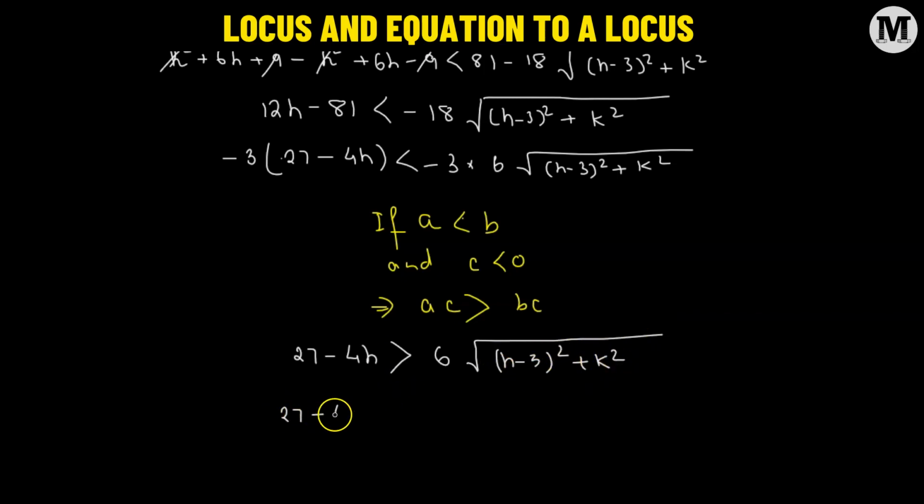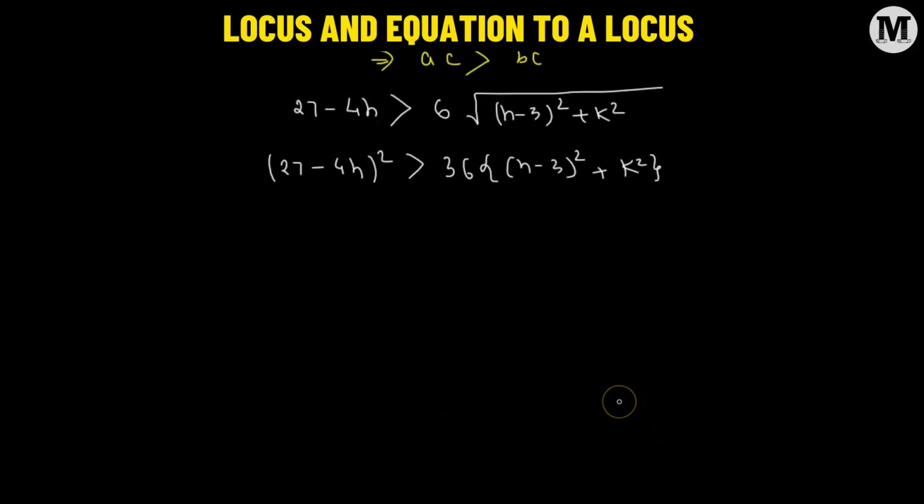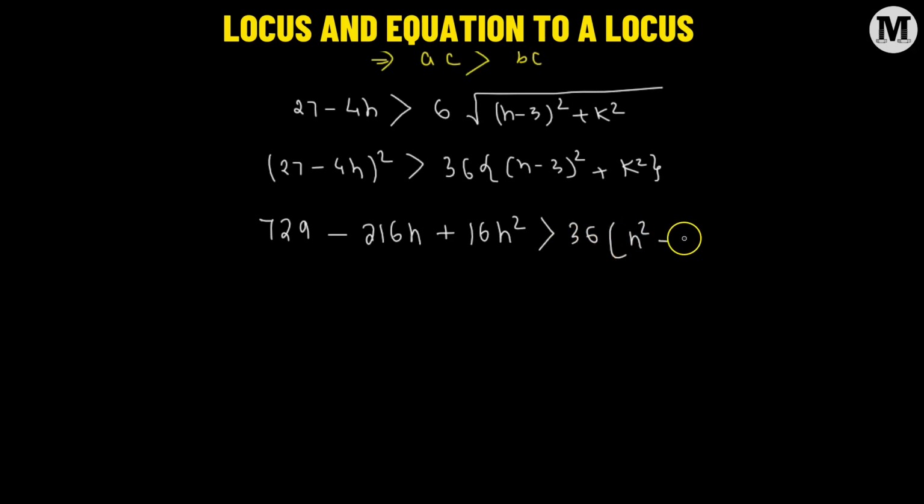Again, what we'll do is square both sides. So we have (27 minus 4h) whole squared. This will be greater than 36 times (h minus 3) whole squared plus k squared. Fine. Okay, so let's now expand (27 minus 4h) whole squared. We get 27 squared, that will be 729. Then we have negative 2 times 27 times 4, so that's going to give us 216h, and the square of 4h is going to be 16h squared. This is going to be greater than 36 multiplied by h squared minus 6h plus 9 plus k squared.